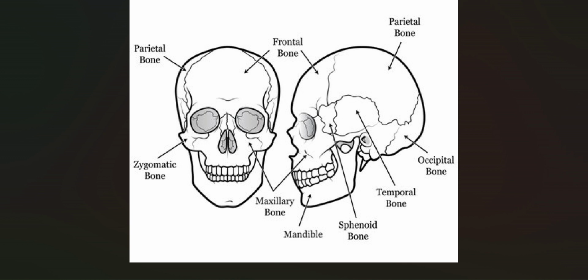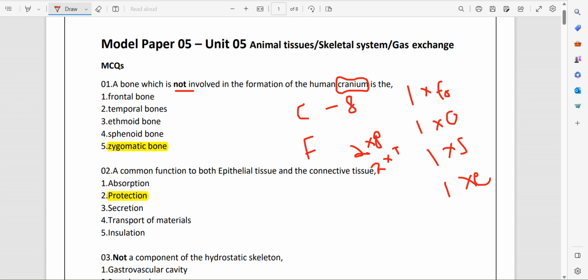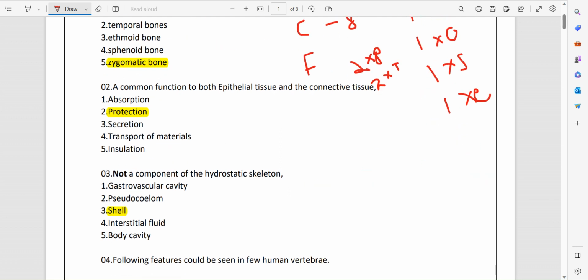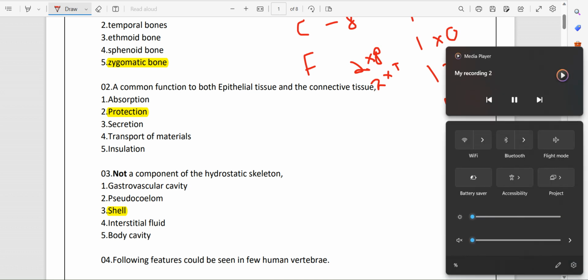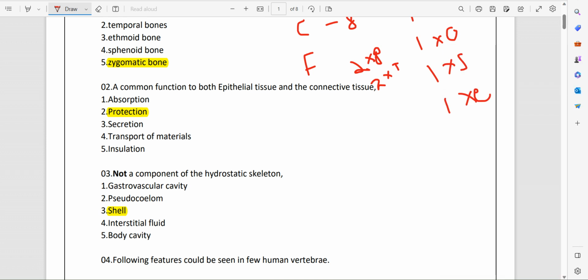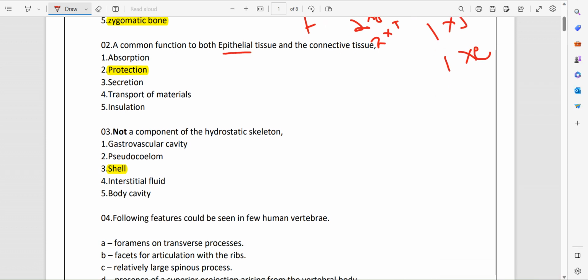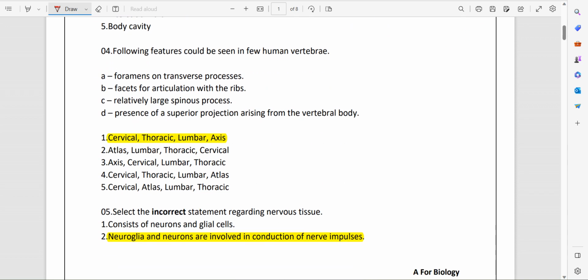So that's done. The second question: a common function to both epithelial tissue and connective tissue. This is the beginning, the foundation of the whole animal form and function section. So it is again a simple question. I've added this in one of my online quizzes also. The common function would be providing protection, which is a common function of both epithelial and connective tissues. That's just very simple theory. I won't be further discussing that. I will talk about epithelial tissues and connective tissues in another question. We will meet in the end, I guess.